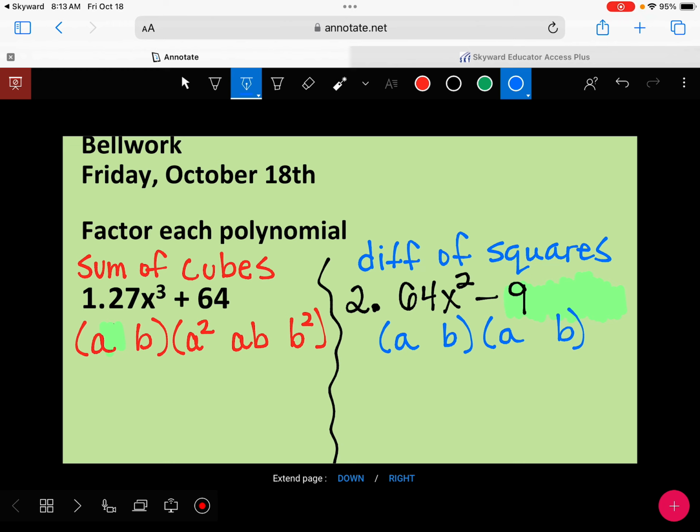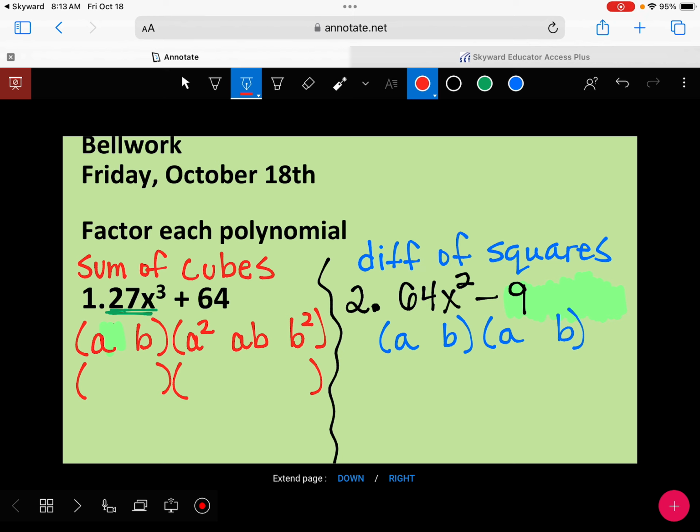Okay, so for the first one, we have to figure out what is A. So what do you think we're multiplying 3 times to get to 27x cubed? And if you're not sure, go to page 7 in your notes. On page 7, you have your perfect cubes, and that might remind you. And then the front of the room, we have our perfect squares.